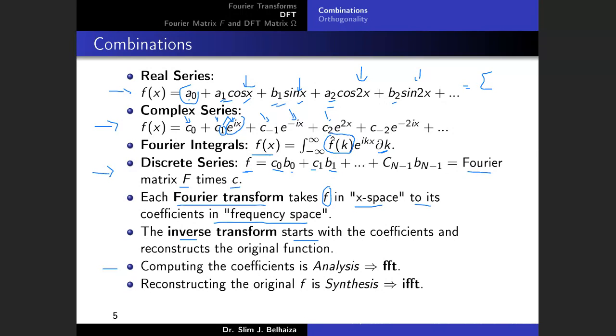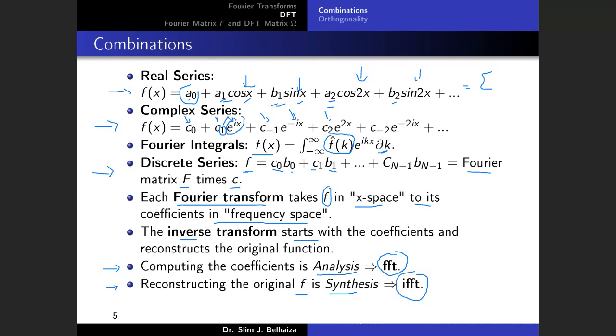So there are two main steps here. First of all, computing the coefficients is what we call the analysis step, and with MATLAB we use the FFT syntax. And reconstructing the original f is called the synthesis, and we use IFFT with MATLAB.